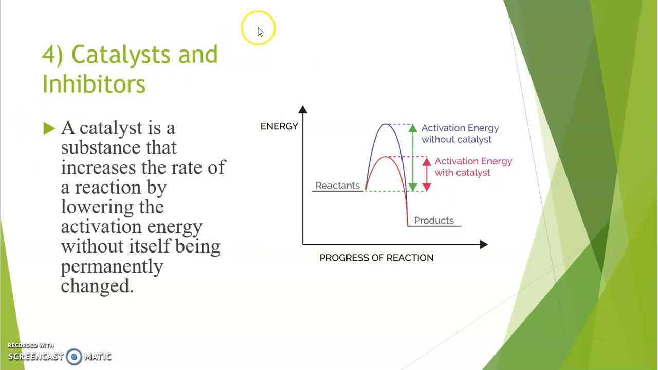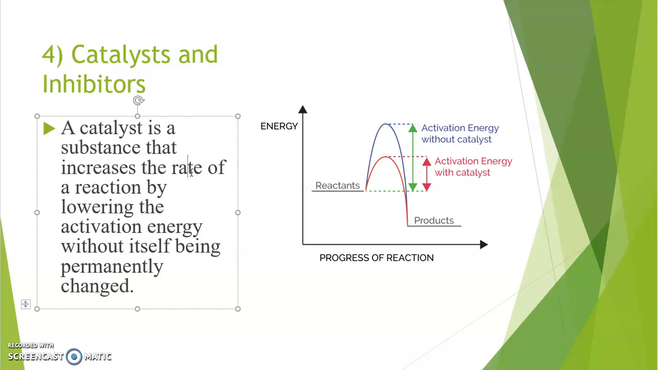Number 4, catalysts and inhibitors. Pay attention to catalysts, it's really important. A catalyst is a substance we put in a chemical reaction just to increase the rate. That's it. Just to increase the rate. It's not actually considered a reactant. It's a substance added to the reaction. What does it do? It increases the rate. It makes the reaction faster.